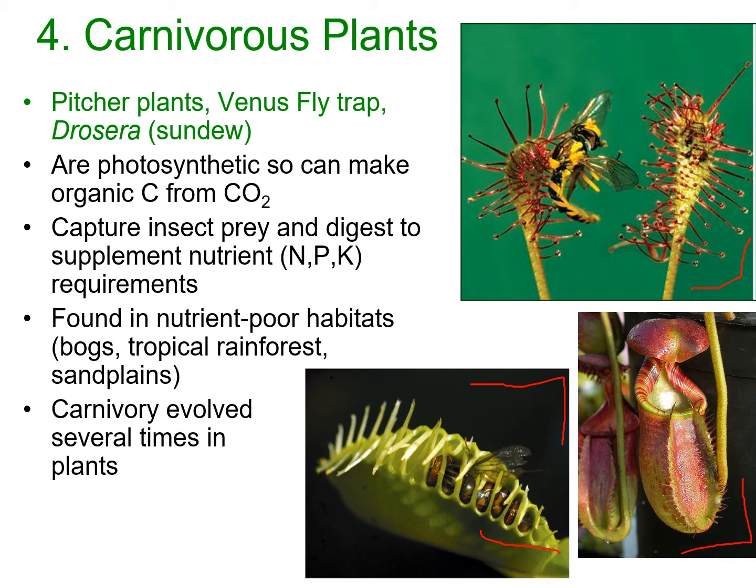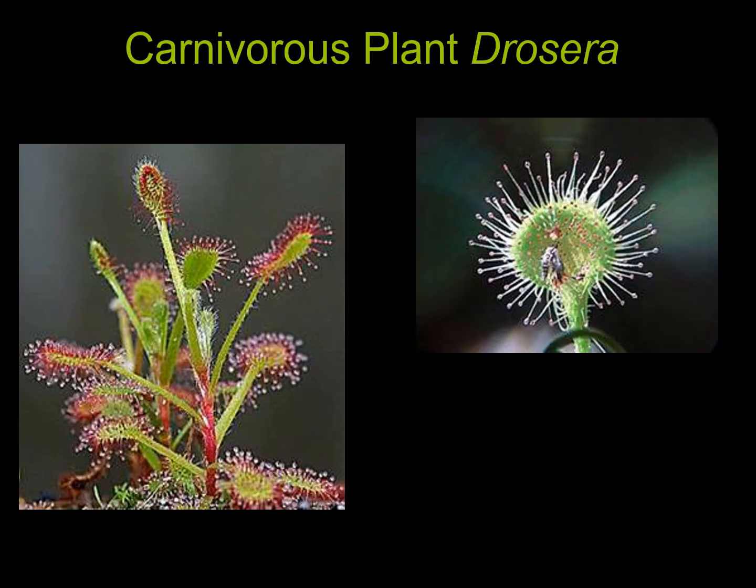And this is because it grows in nutrient-poor habitats, things like wetlands or boggy areas, tropical rainforests that are poor in nutrients, and often sand plains too. Remember, sandy soil is not very fertile. So these are all examples of carnivorous plants that have adapted to getting nutrients in a different way.